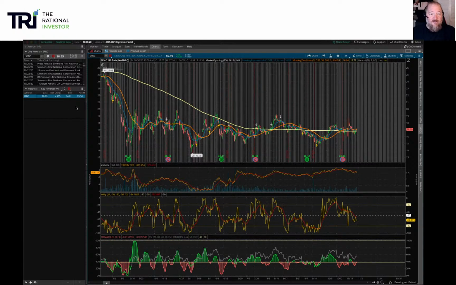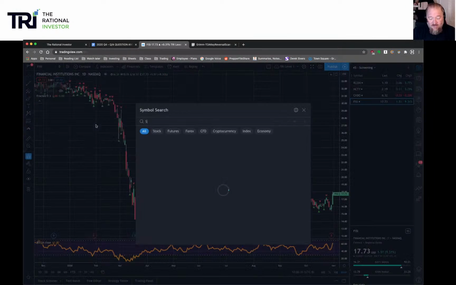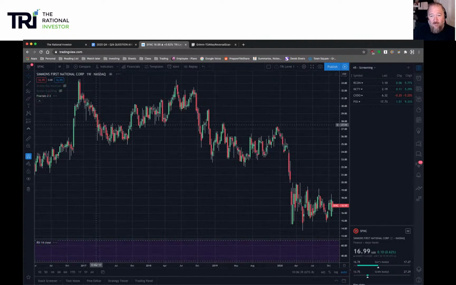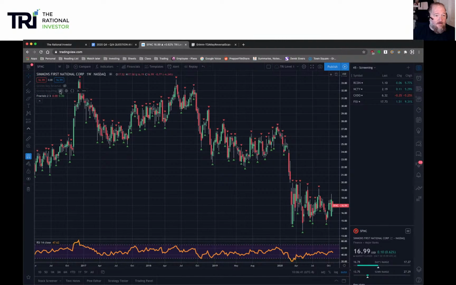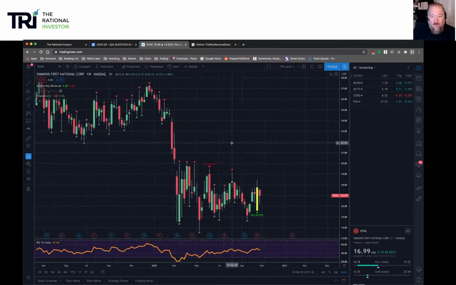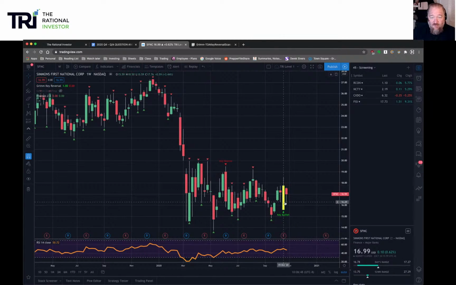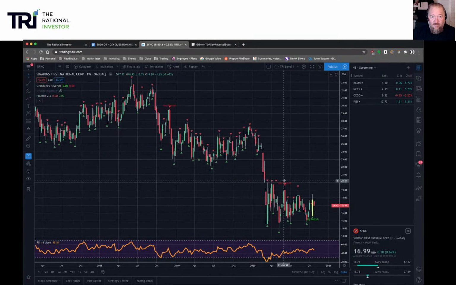I prefer TradingView to do my analysis. So I'll just save these out. I can export them as a file, right? In this case, I have one thing, so I'm just going to look. SFNC weekly key reversal right there. So we have this bullish key reversal coming off the weekly here.